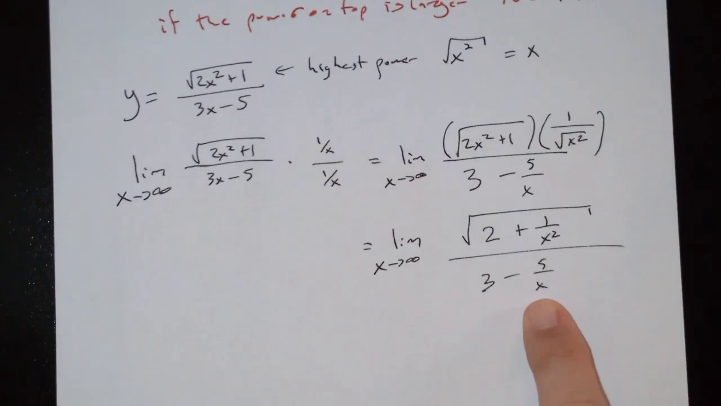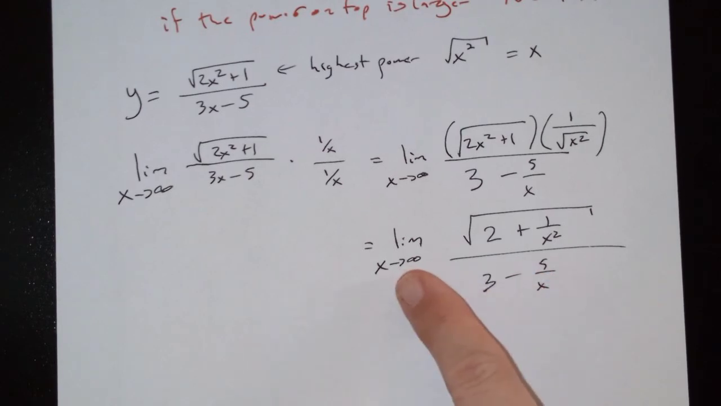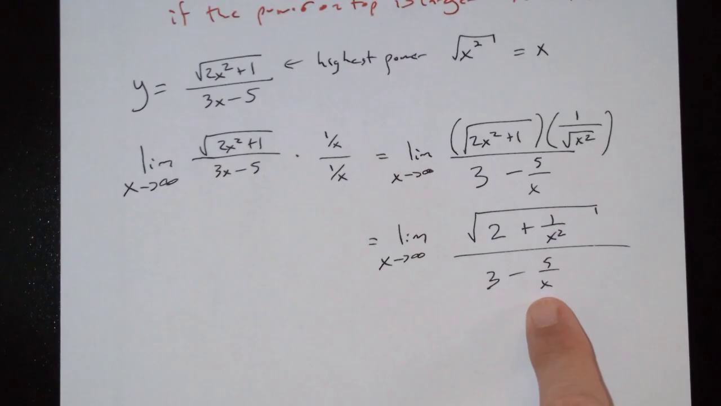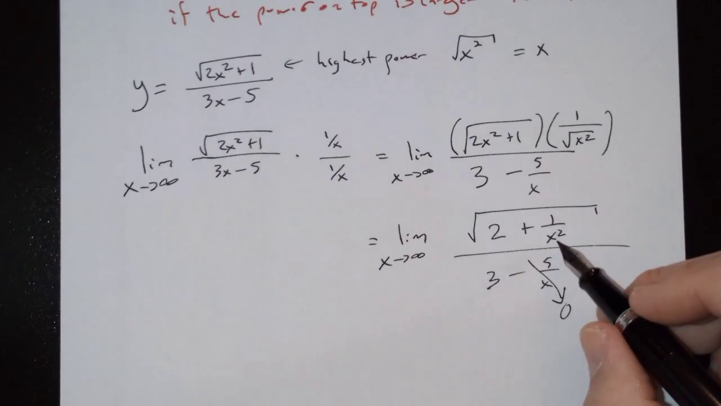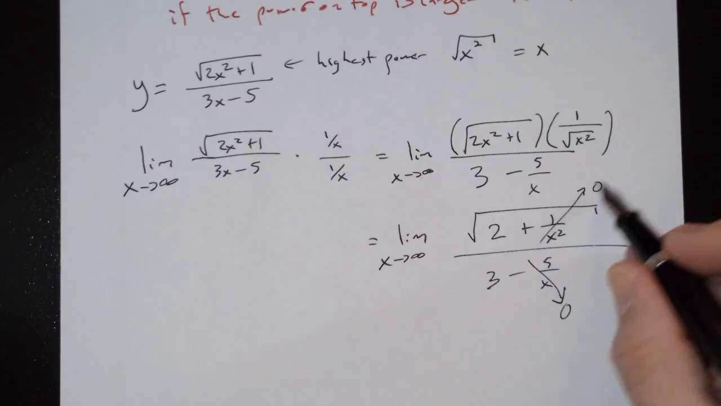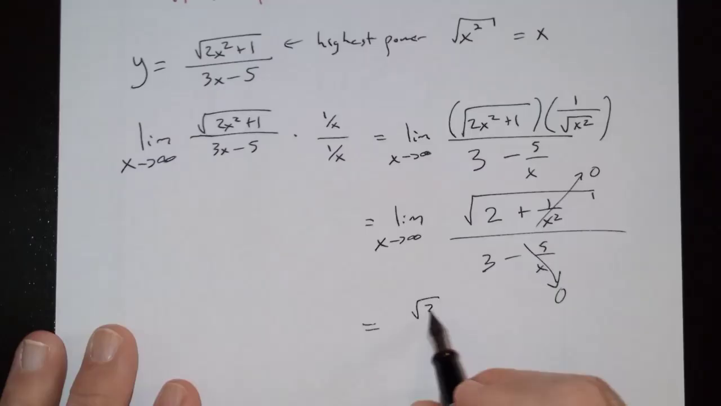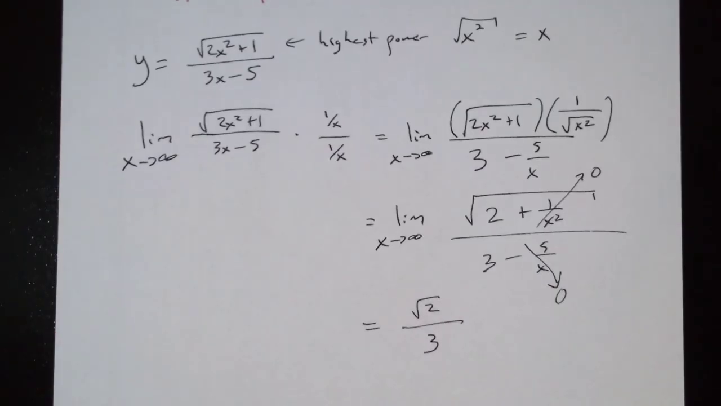What happens to this piece? 5 over x, as x goes off to infinity. What was that, Dean? No, what's going to happen to it numerically? If I take the limit, what's going to happen to that piece? Say again? Somebody said it. And that means it's going to go to 0, right? So this piece is going to go to 0. What's going to happen to this piece? The same thing. And that means that this value is the square root of 2 over 3.